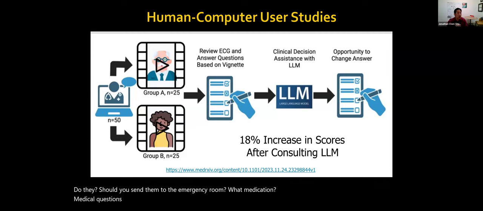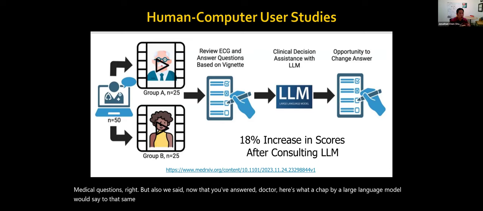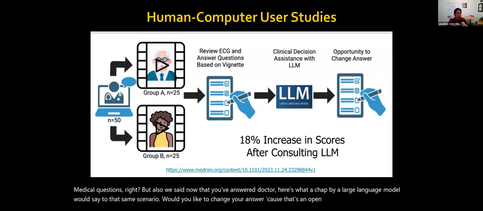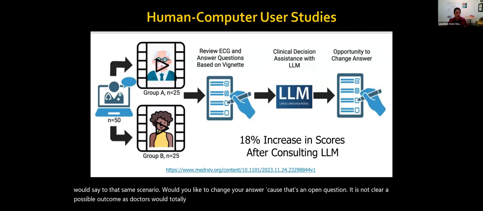But also we said, now that you've answered, doctor, here's what a chatbot, a large language model, would say to that same scenario. Would you like to change your answer? Because that's an open question. It is not clear. A possible outcome is doctors would totally anchor on their answer and say, this computer's not smarter than me. I know what I'm doing. Why would I change my answer? I've already committed. But no, we found people are willing to change their answer.